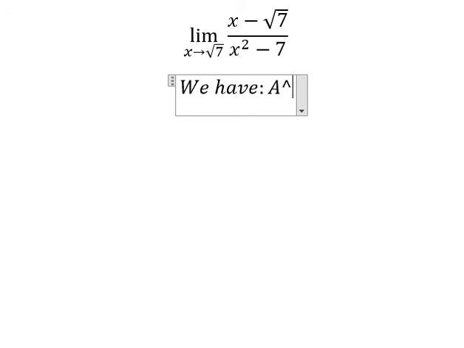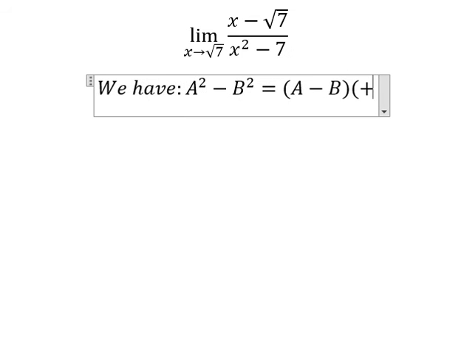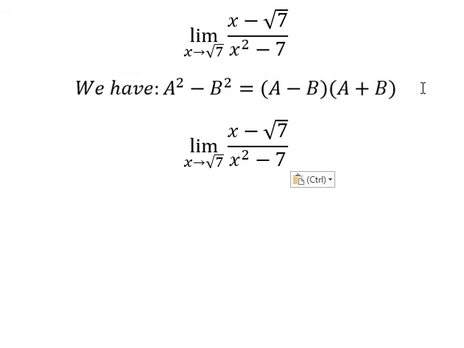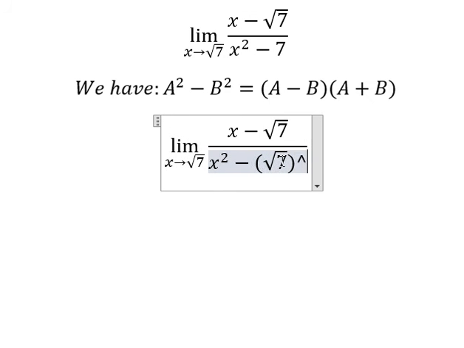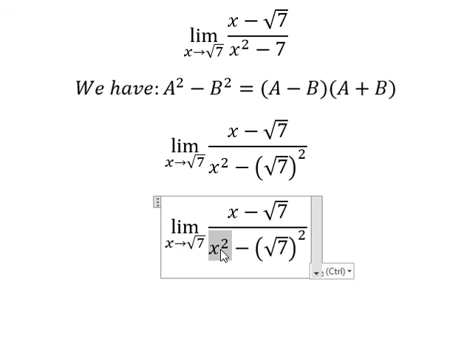That is a squared minus b squared equals a minus b multiplied by a plus b. So for this one, that is the square root of 7 to the power of 2. This one is a squared, and this one is b squared. So we need to transform this one into this one, and we have it like this.